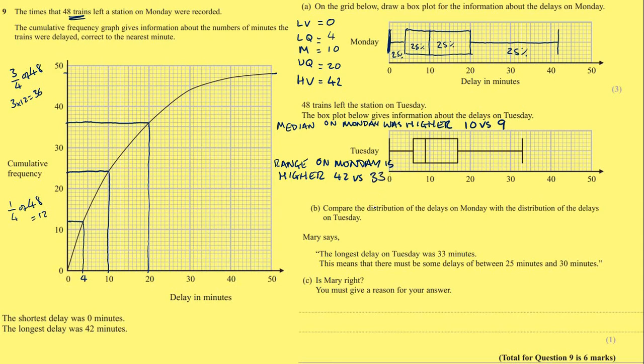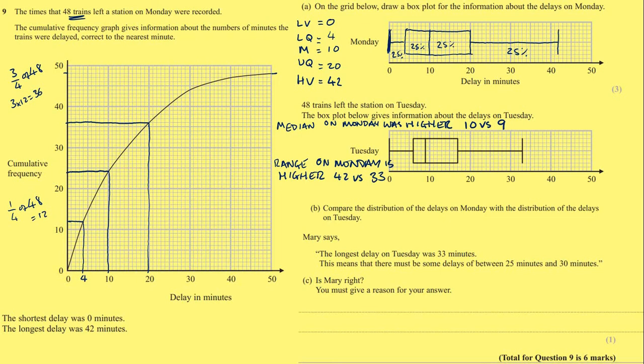Okay, that's what you're after when you're comparing distributions. I don't need to hear a big story about what's going on at the train station and people saying that people must have been slower on Monday for whatever reason. Give me a measure of spread and the median. That's what we're after. Mary says the longest delay on Tuesday was 33 minutes.